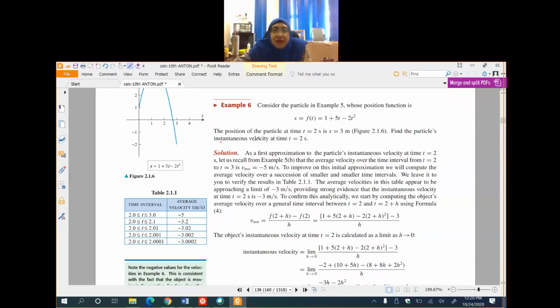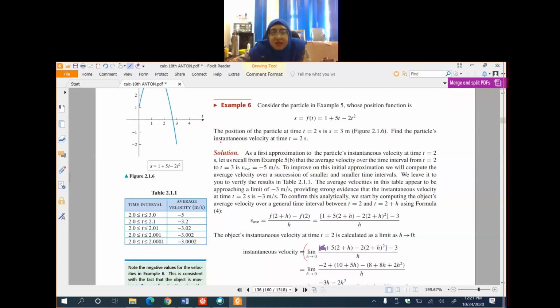Okay, and then we have f of t is equal to 1 plus 5t minus 2t squared. And then t is equal to 2, s is equal to 3. So when t is equal to 2, s is equal to 3. Find the particle's instantaneous velocity at t equal to 2. So we are not interested in V average. We want to find the instantaneous velocity.